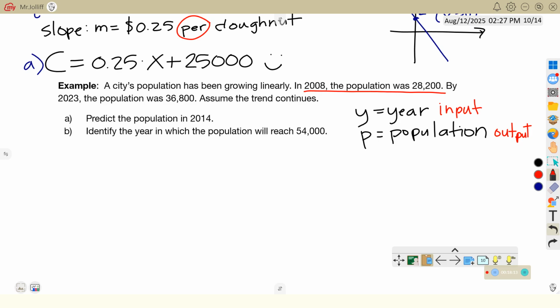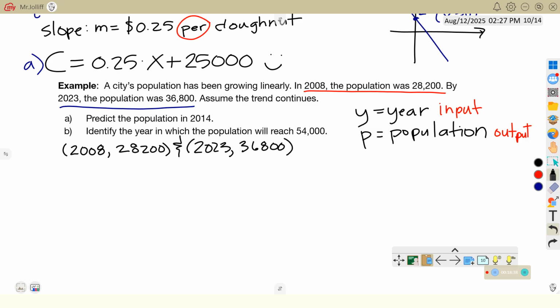Okay, let's write our ordered pairs down. I have one underlined in red, and one underlined in blue. So I've got 2008, 28,200, and 2023, 36,800. Step 1 and step 2 are done. I identified my variables, and I wrote down my numbers.